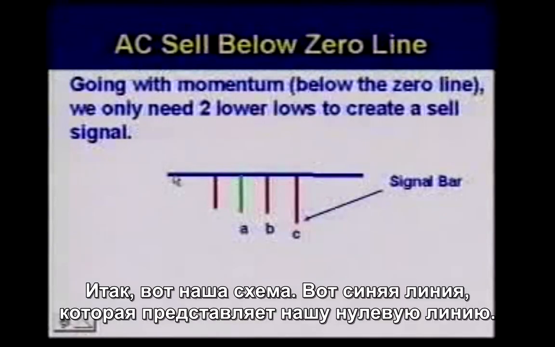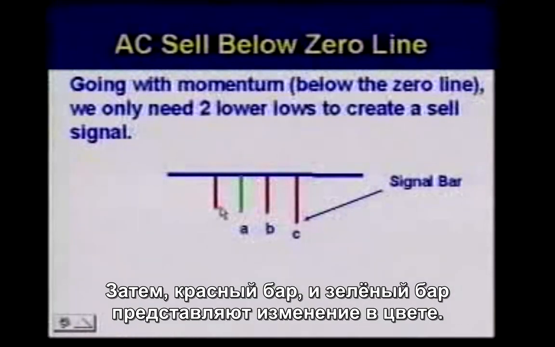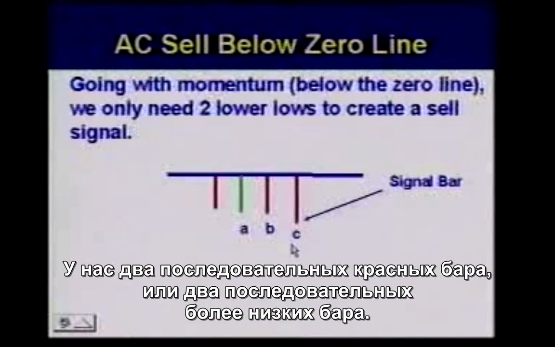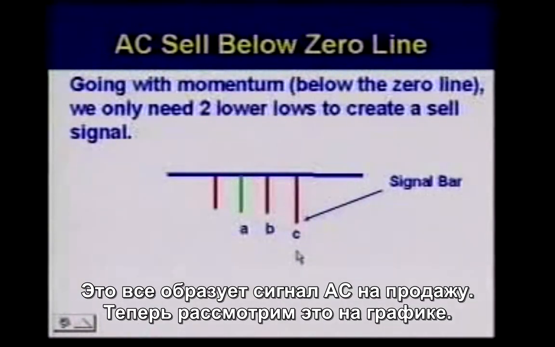Here it is on the schematic. We've got the blue line, which represents our 0 line. A red bar, then a green bar, represents our change in color. Next bar is a red, and then red again. So we have 2 consecutive red bars, or 2 consecutive lower lows. That's created our AC sell signal.